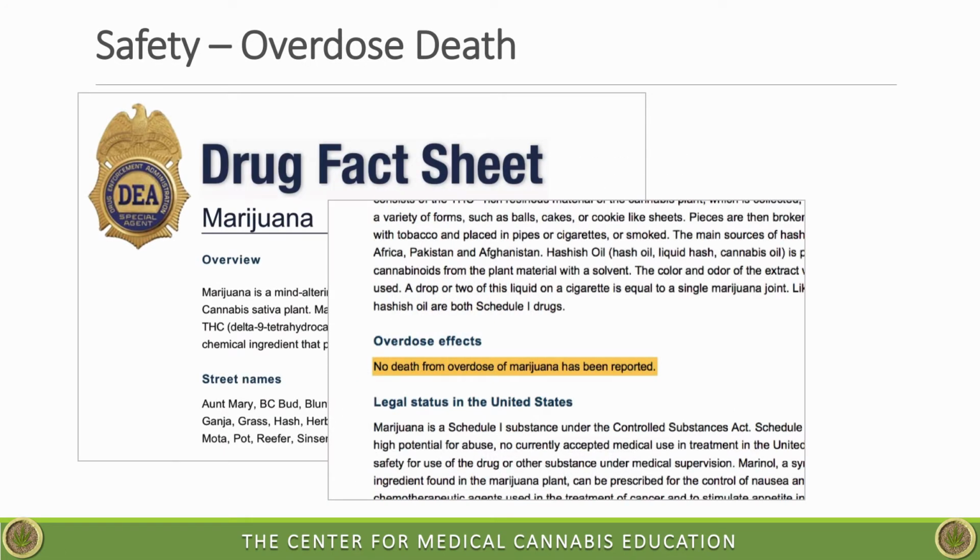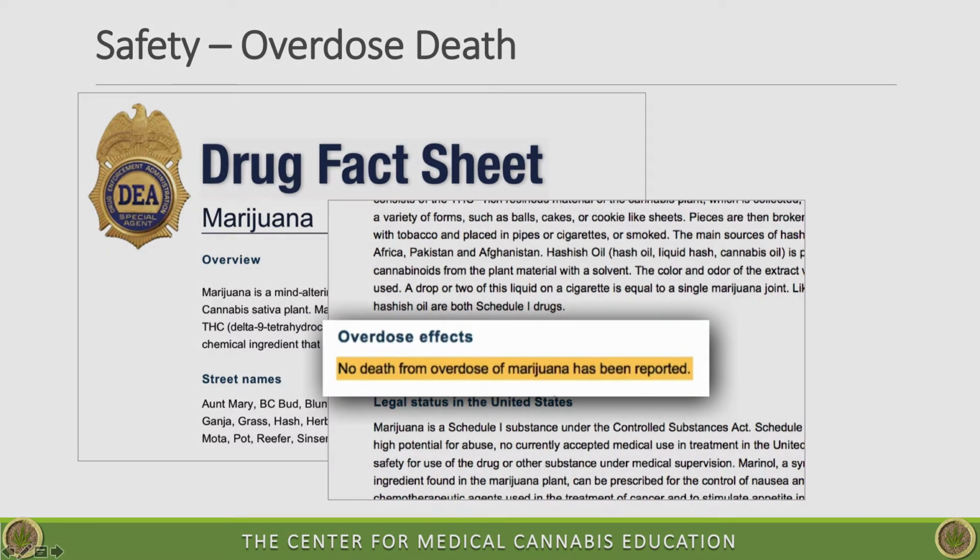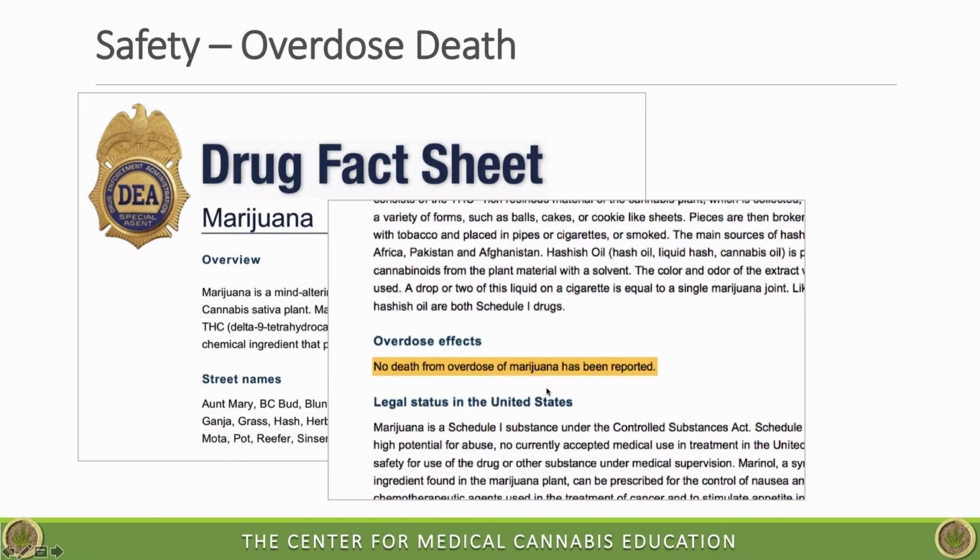Let's talk a bit about safety. Human beings have been using cannabis for thousands of years without an overdose death being reported, and even the DEA supports this claim. Meanwhile, in 2016, over 42,000 Americans died from overdoses associated with prescription painkillers and heroin.